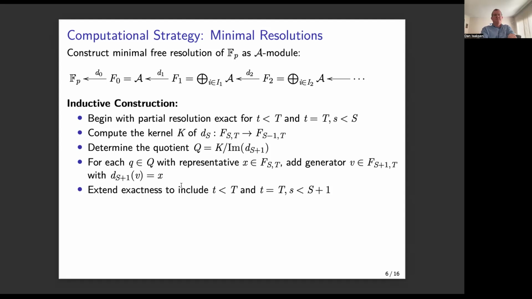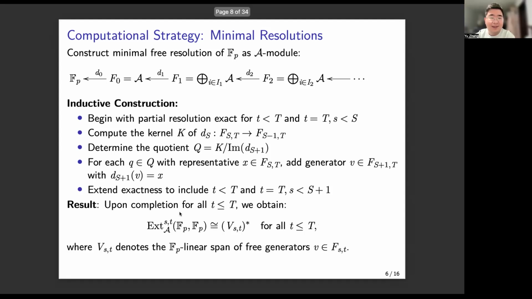Then we can follow this pattern to finish the construction. And the outcome is, once we have obtained the minimal free resolution, then the Ext groups are just due to the space spanned by those free generators. It's a property of the minimal free resolution.